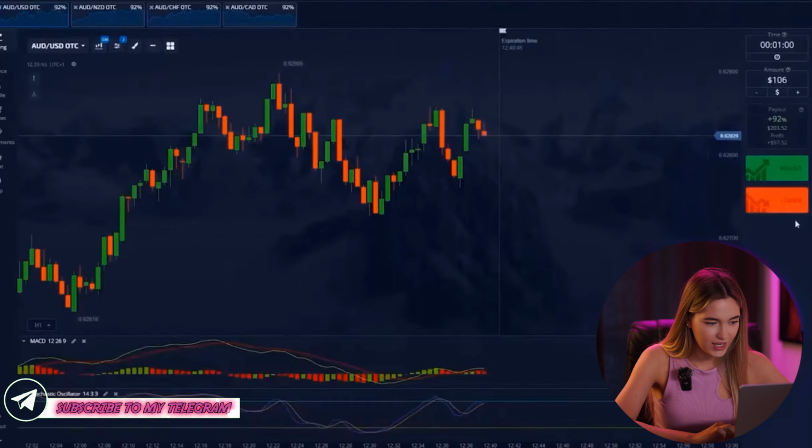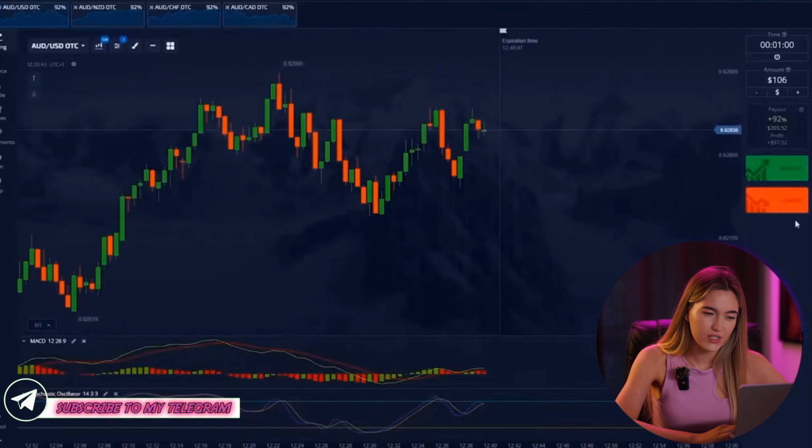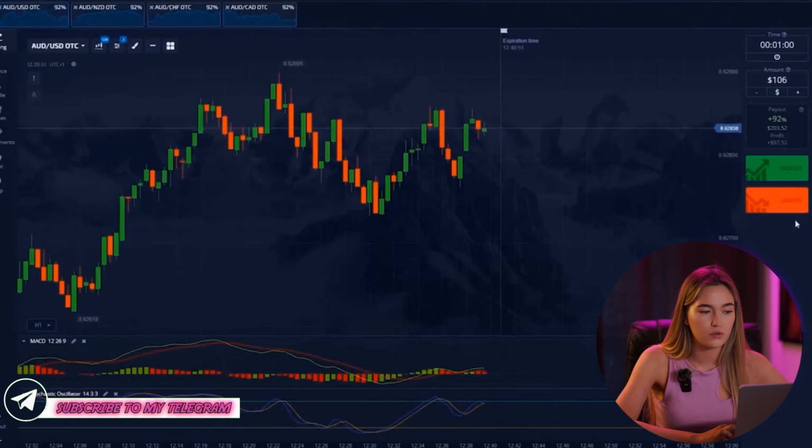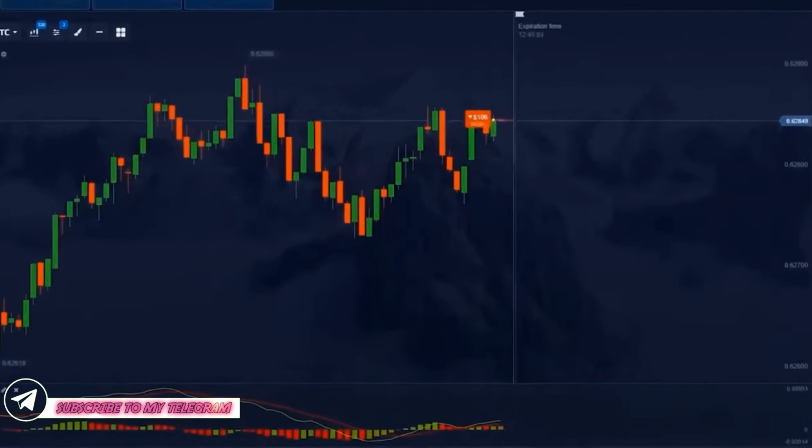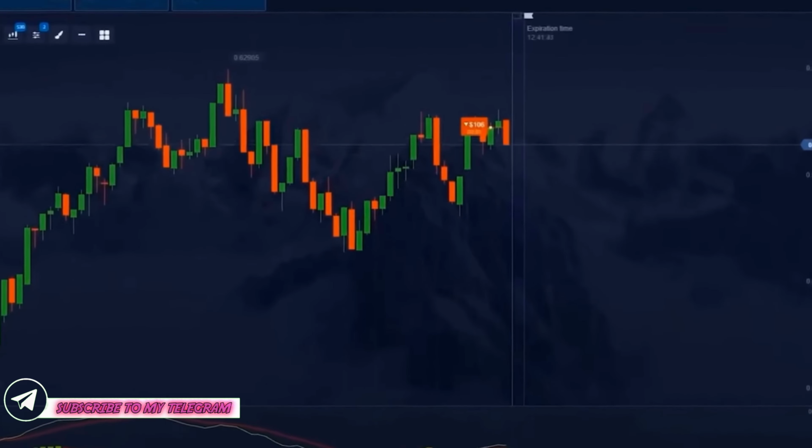Our balance has grown to $106. It's good to have such a powerful strategy. Australian and US dollars. We have some sideways movement here and we understand that the candles should mirror the previous period. So we are investing lower. And we were right. Great. Everything is as we predicted. We already have $204. Let's continue.